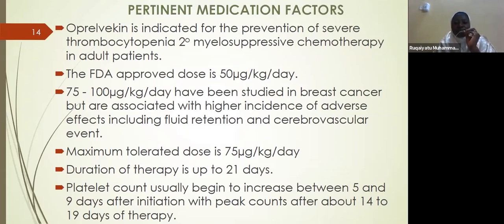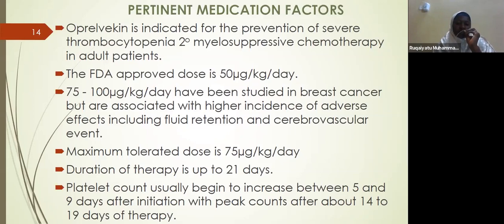So oprelvecin is indicated for the prevention of severe thrombocytopenia, secondary to myelosuppressive chemotherapy in adult patients. It is so because, like I said, it is interleukin 11, which is normally given to stimulate megakaryocytes from the megakaryocyte progenitor stem cells in the hematopoietic pathway. The approved dose is 50 microgram per kg per day. However, higher doses have been studied in breast cancer patients, but like I said, it was associated with higher incidence of adverse effects, and also fluid retention and cerebrovascular events have been reported at that dose.